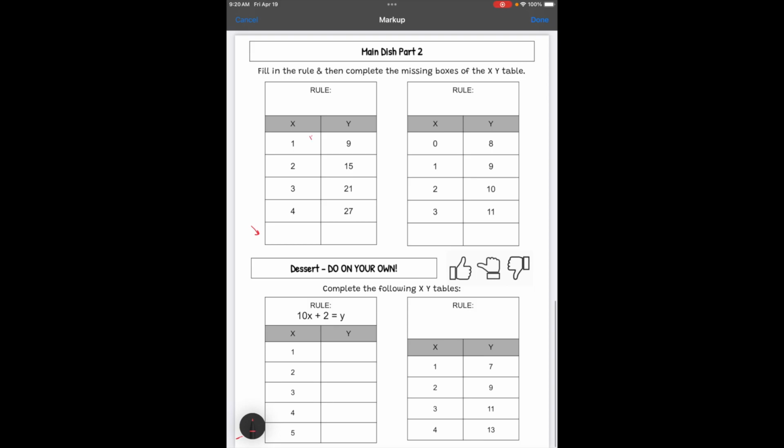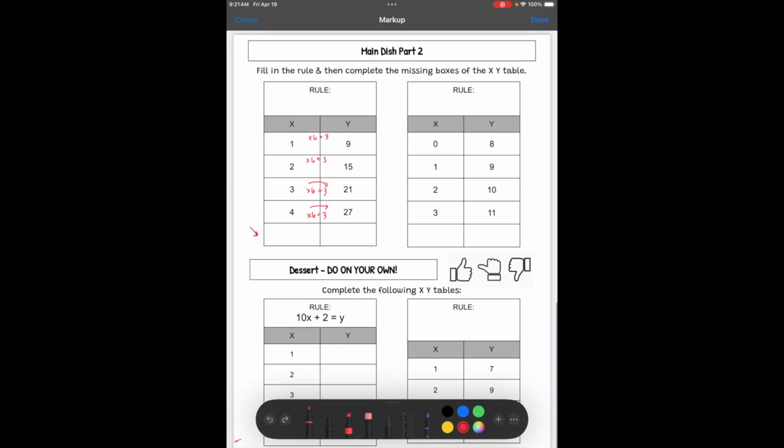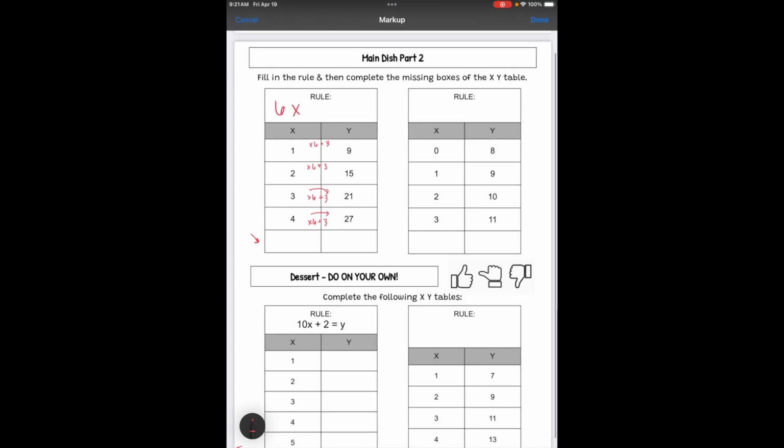Times 6 plus 3. Let's see. 2 times 6 is 12 plus 3 is 15. Okay. Times 6, 18 plus 3. There we go. Times 6 plus 3. All right, so our rule is 6x, multiply the 6 times the x, plus 3 equals y.